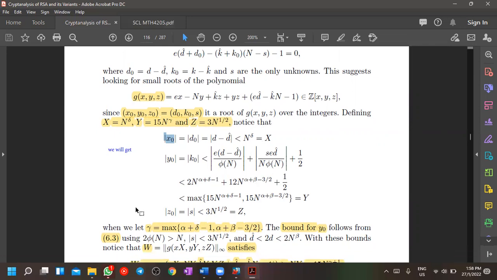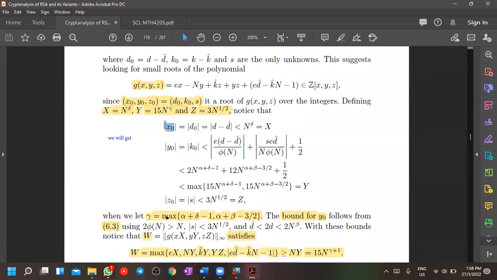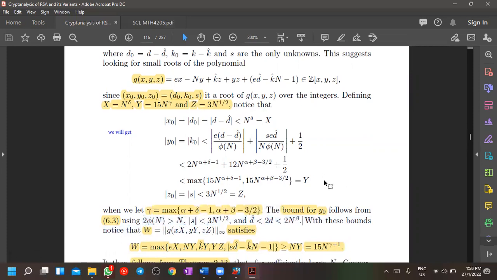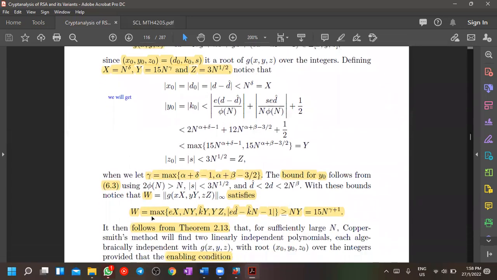All right, so when we let gamma be equal to this, the bound for y naught follows from 6.3 using this condition until this condition. With these bounds, we notice that w satisfies this.